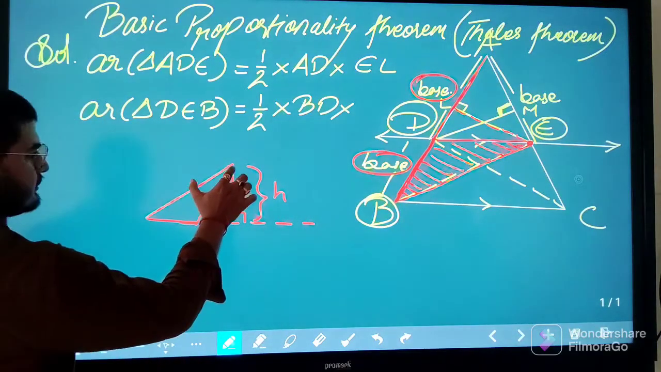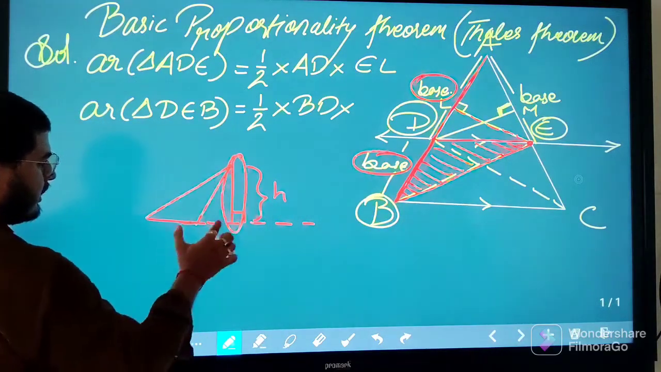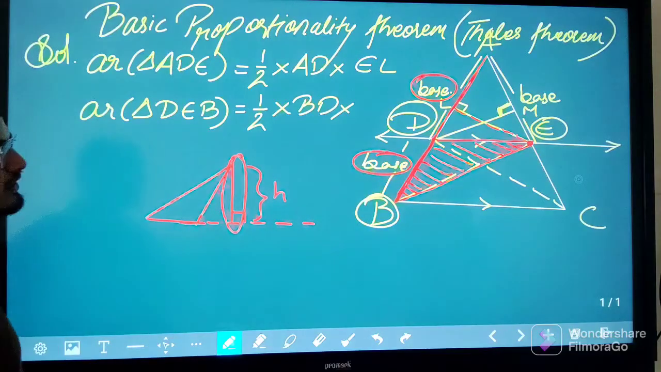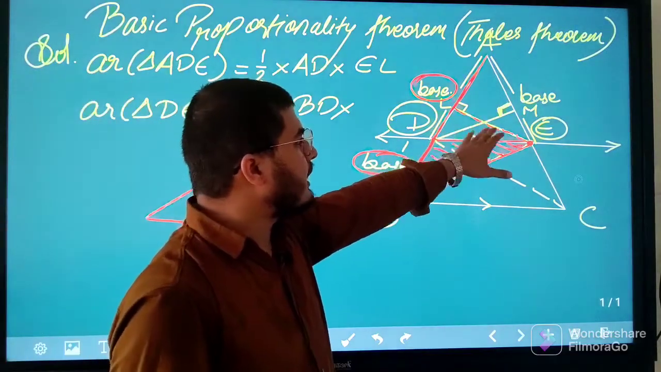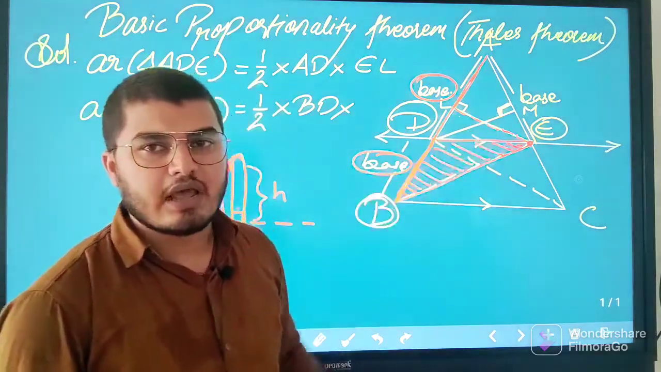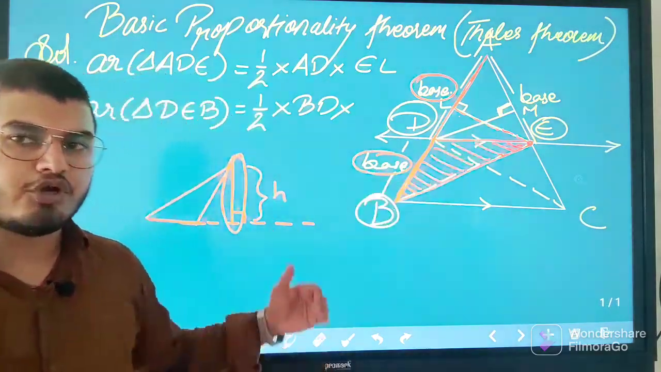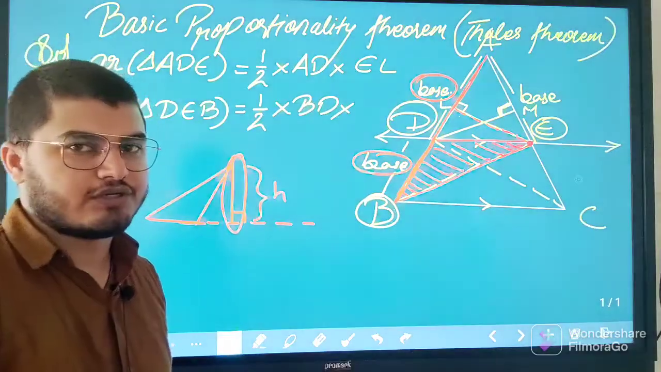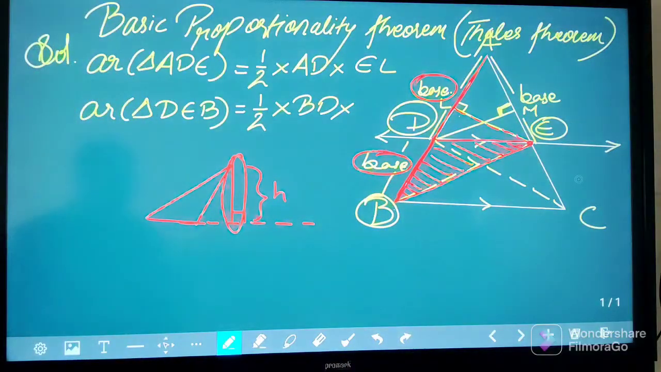So here the height is actually outside the triangle. So that is why here also EL, which is outside the triangle, is being called as the height of the triangle, which might be a point of confusion for many of students. So height can be outside the triangle.